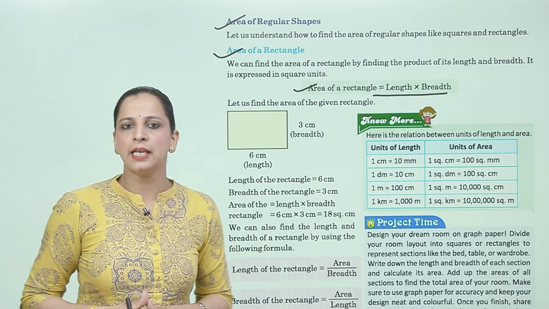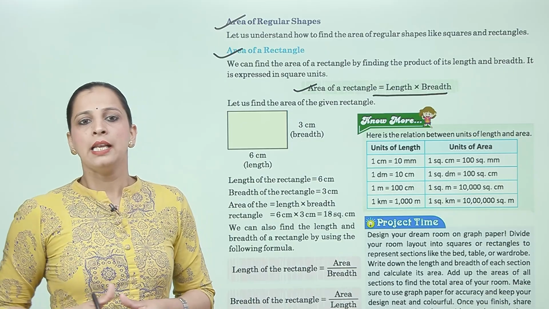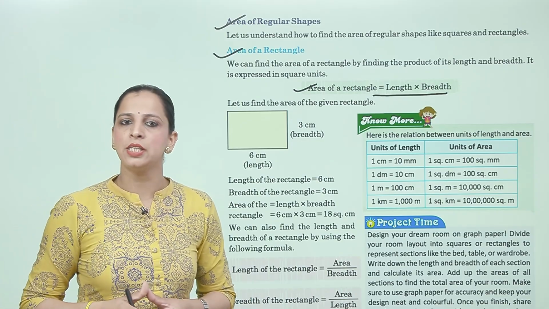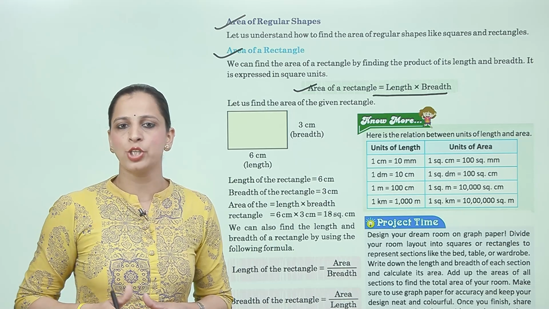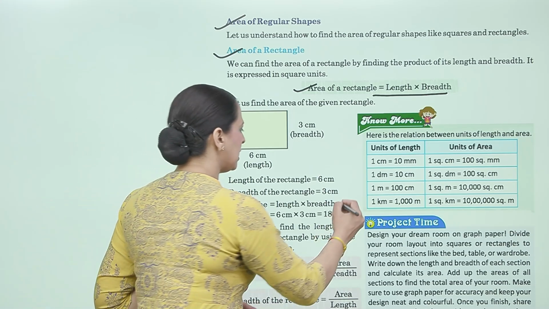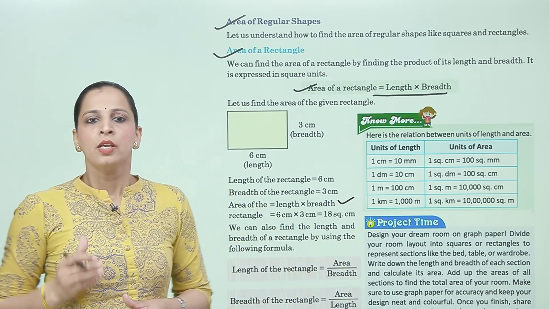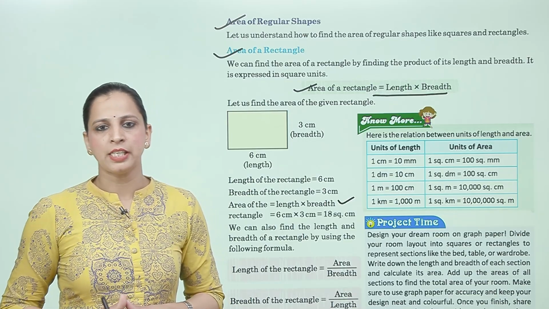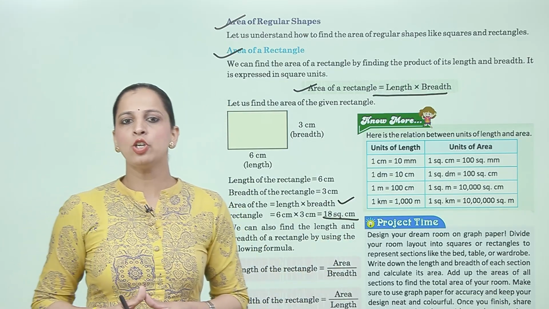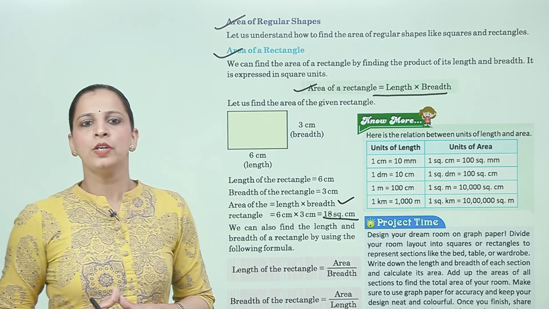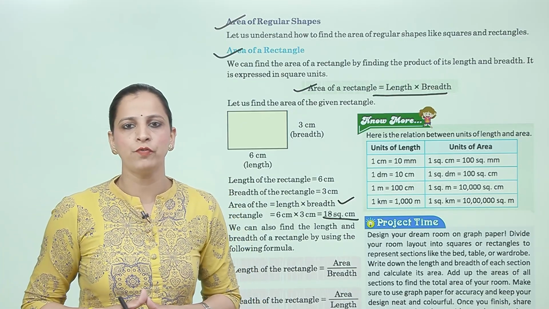Now, let us find the area of the given rectangle. Length is 6 centimeter and breadth is 3 centimeter. Length of the rectangle is 6 centimeter. Breadth of the rectangle is 3 centimeter. So, area is length into breadth, that is 6 centimeter multiplied by 3 centimeter equals 18 square centimeter. We can also find the length and breadth of a rectangle by using the following formula.